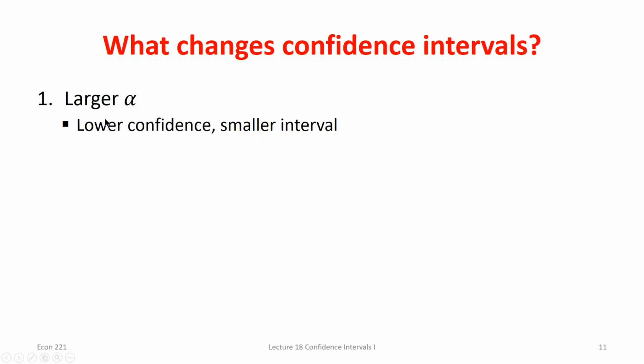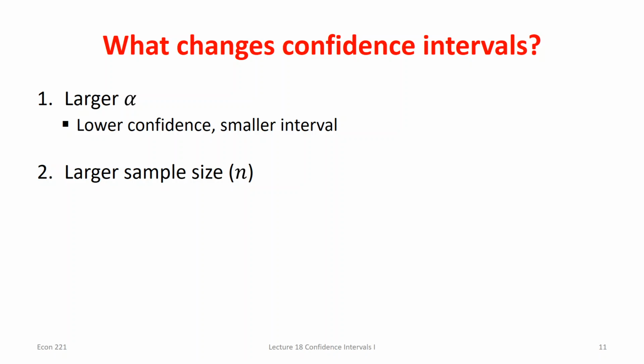If I want to say something with a higher level of confidence, that actually is a lower alpha, and so that would make my interval larger. But here I'm saying if I want to say something with a lower level of confidence, that's a larger alpha value, and that would give me a smaller interval, or smaller range of possible values that the population mean could be in between. I could also take a larger sample size, right?